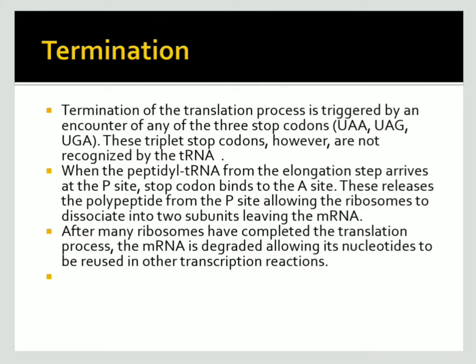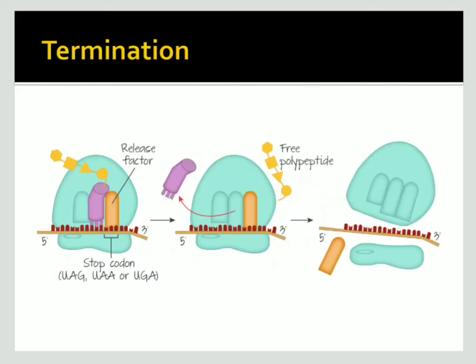Termination of the translation process is triggered by an encounter with any of the three stop codons: UAA, UAG and UGA. These stop codons are not recognized by the tRNA. When the peptidyl tRNA from the elongation step arrives at the P site, the stop codon binds to the A site. This releases the polypeptide from the P site, allowing the ribosome to dissociate into two subunits, leaving the mRNA. So here they will separate and release from the molecule the polypeptide chain, the newly synthesized one.